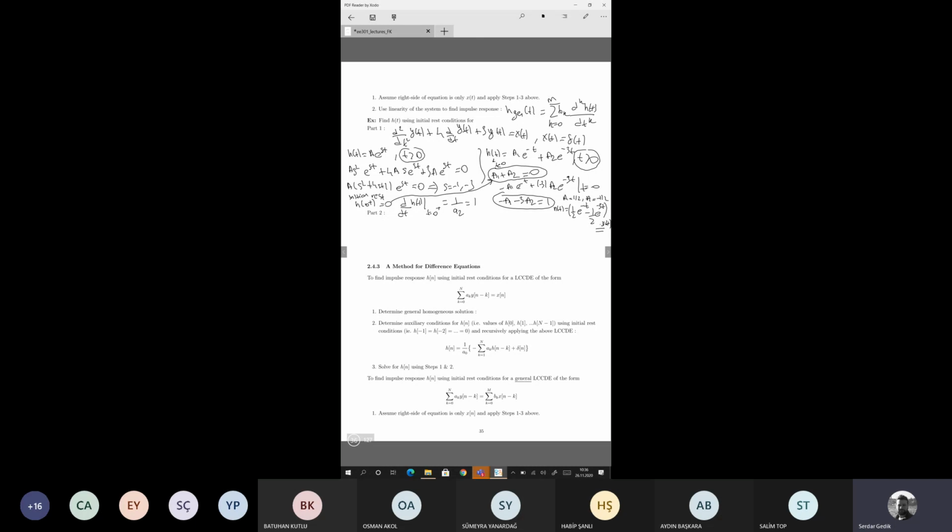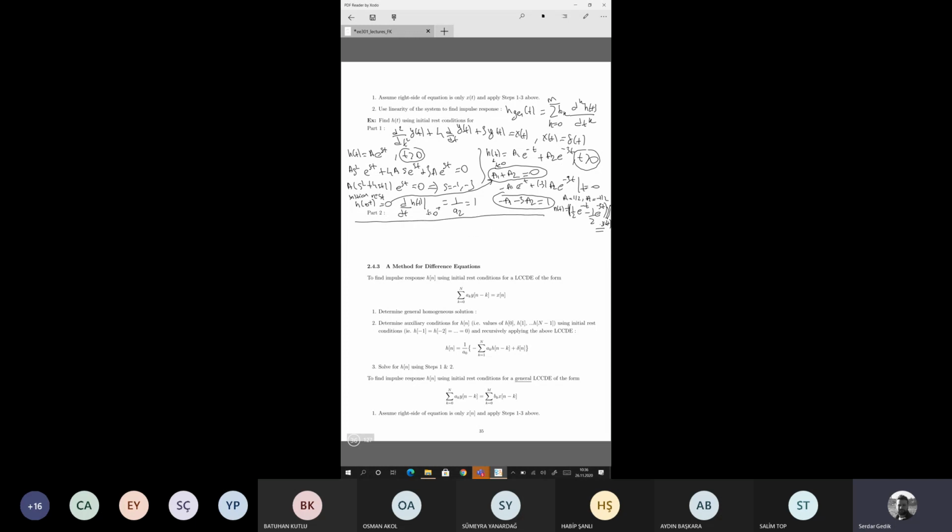Since the input is impulse, for t larger than 0 it is 0. So we have obtained the homogeneous solution. So h of t is, after I solve a1 and a2, 1 over 2 e to the power minus t minus 1 over 2 e to the power minus 3t times u of t. Okay, u of t is multiplied with the whole. So that's quite easy.